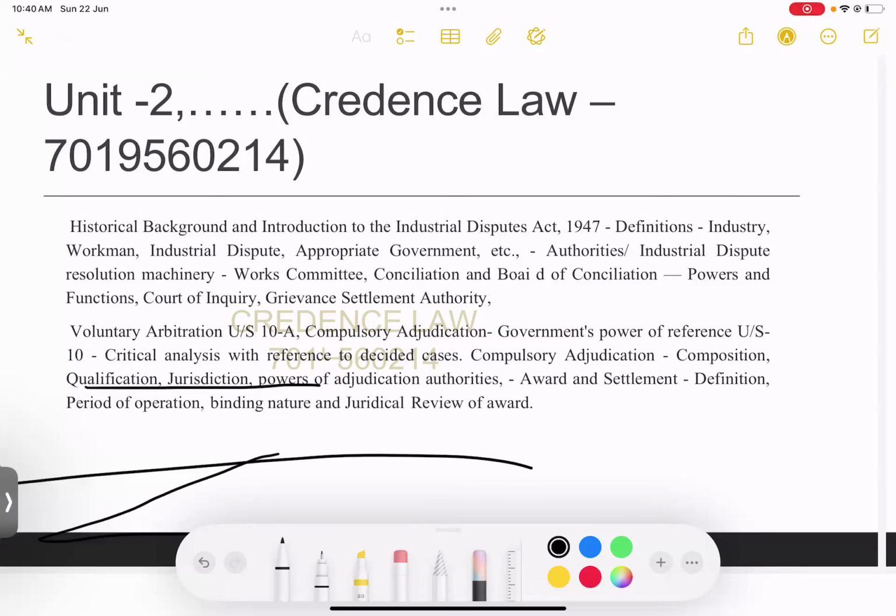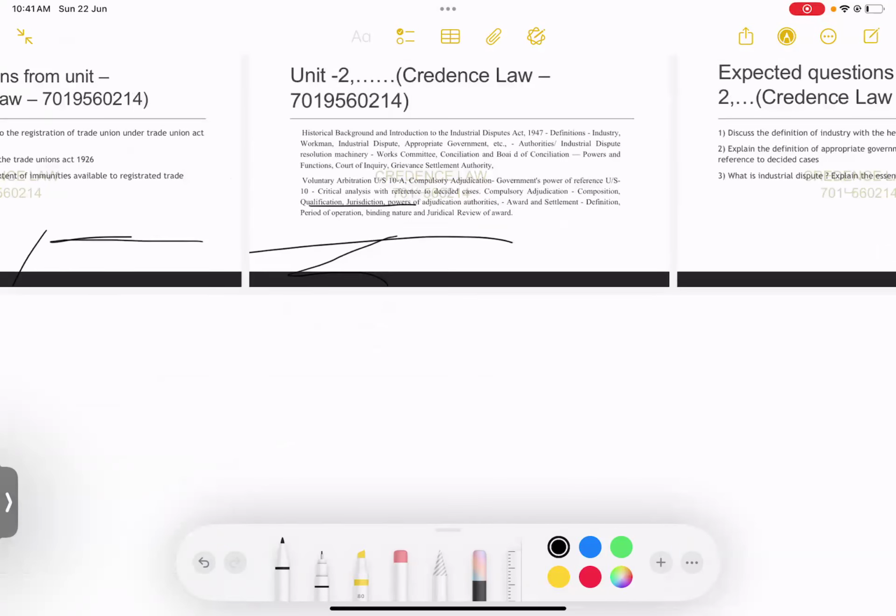Sorry, it's not the Trade Unions Act, it's the Industrial Disputes Act. In total it consists of 40 sections divided into 7 chapters. Chapter 2 is important, which deals with authorities under the Act. The definition of the term industry is important. And when individual disputes become industrial disputes is important. These are the important things from the second unit.